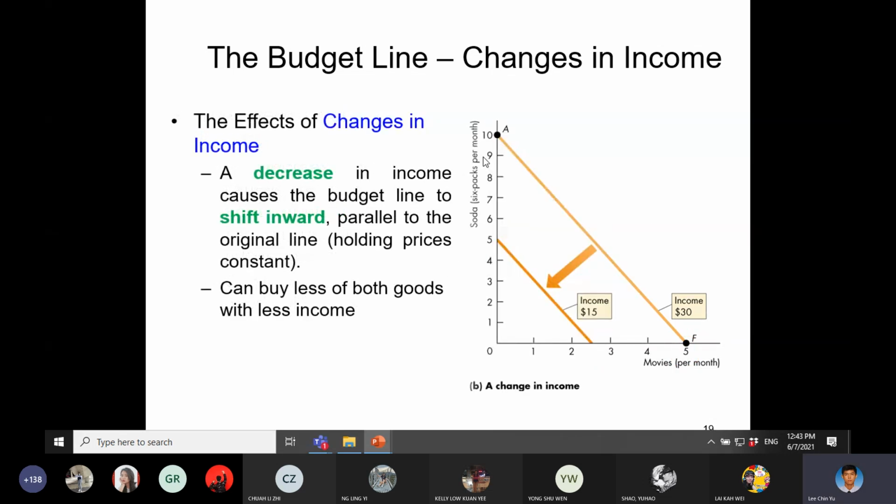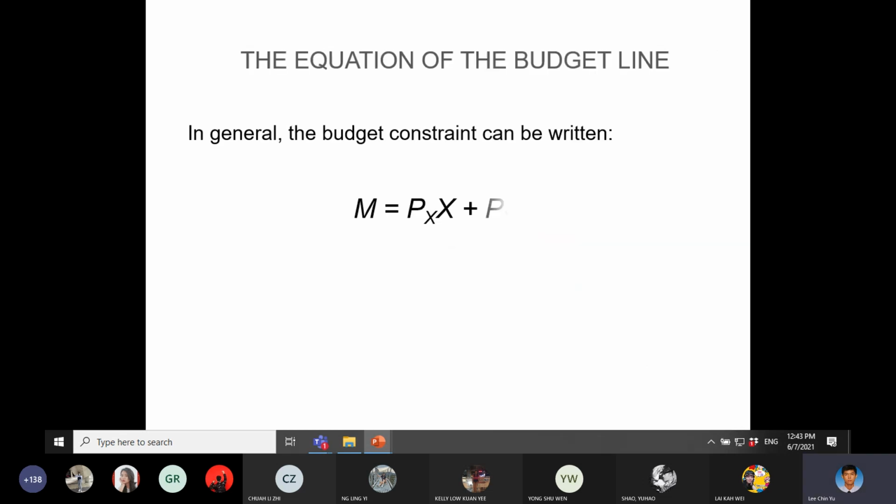If your income decreases, your budget line will shift inward. Let's say suddenly, because of COVID-19, your income is affected. Instead of 30, it becomes 15, meaning that your purchasing power is reduced. Even though the price of soda and movie remain unchanged, your purchasing power becomes less. Holding prices constant, your income changes only. That's why your budget line must shift inward. So this is the case.